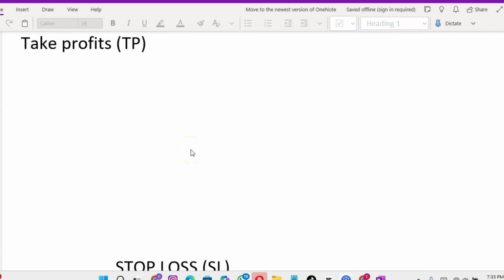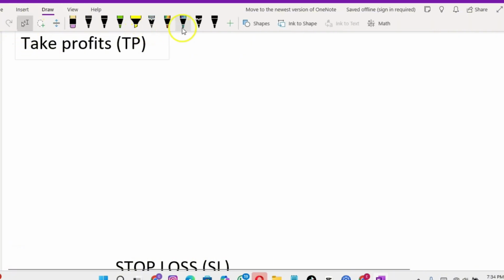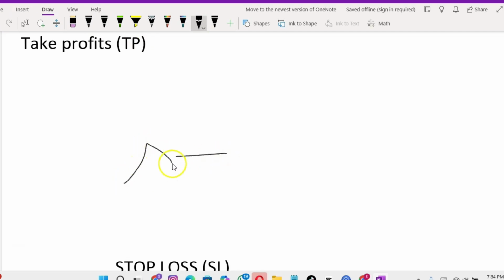Lastly, I want us to talk about take profits and stop loss. A take profit order is simply an order you send to your broker, informing your broker to take you out on a trade in profit. Now, let's take for example, you place a buy position. Don't forget that we are trading the direction of the market. So let's say you place a trade somewhere around here for a buy and the market is going up.